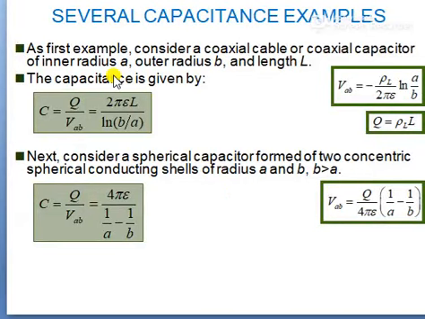Hello students, in the last lecture we have seen about the basic concept of capacitance. Now today we'll see several capacitance examples.